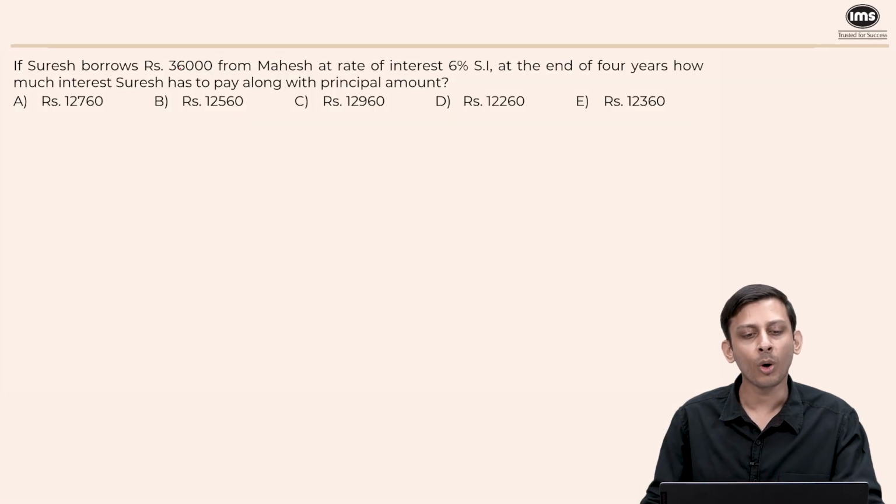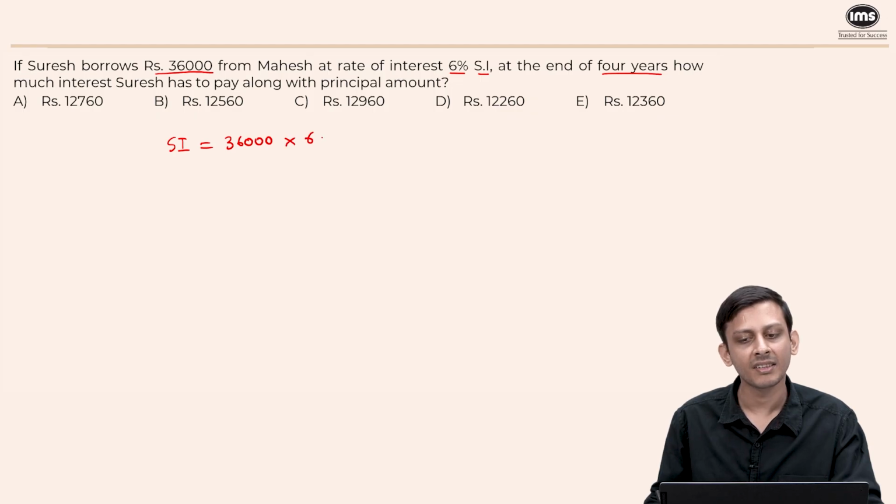So Suresh is borrowing 36,000 rupees. That is the principal. Rate of interest is 6%. We have simple interest. Time period is 4 years. So we can find the total simple interest. That is principal of 36,000 into the rate of 6 into the time of 4 years divided by 100.